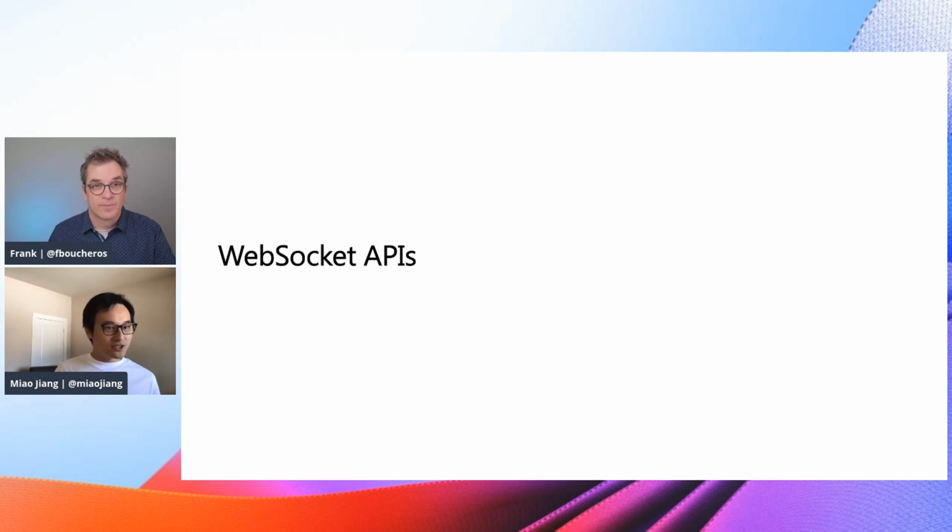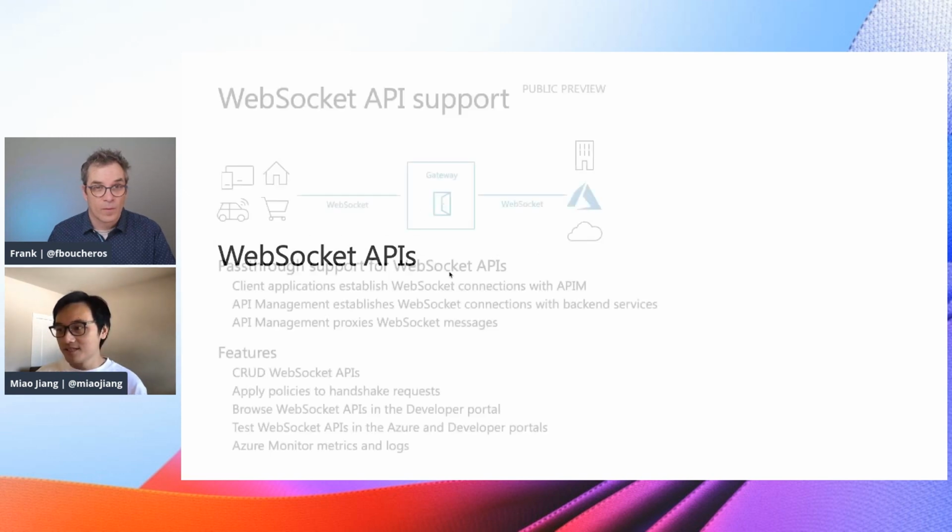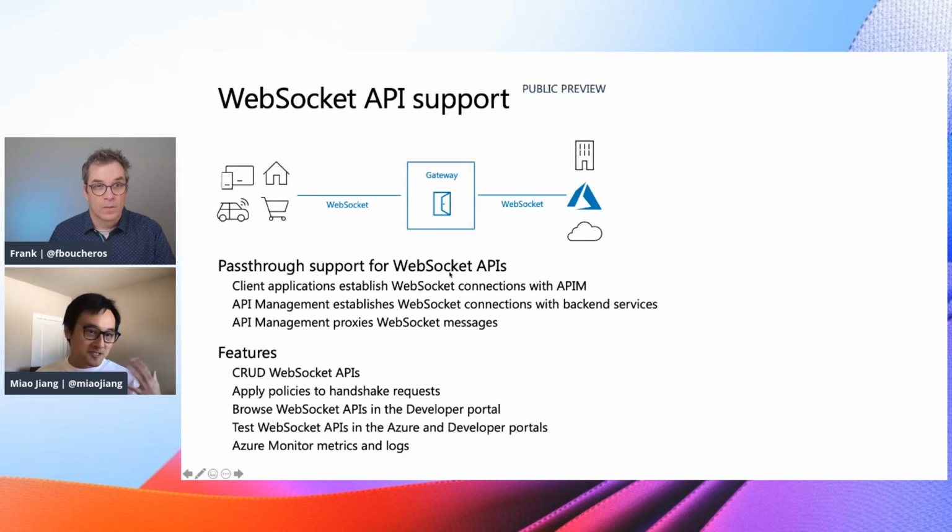So basically, we announced two new features in API Management at Build. The first one is WebSocket support in API Management. Essentially, this is one of the most requested features from our customers. The feature is currently in public preview, and it allows customers to manage, protect, secure, and expose their WebSocket APIs in API Management alongside their REST and SOAP APIs, so they can manage all these different API types in one place.